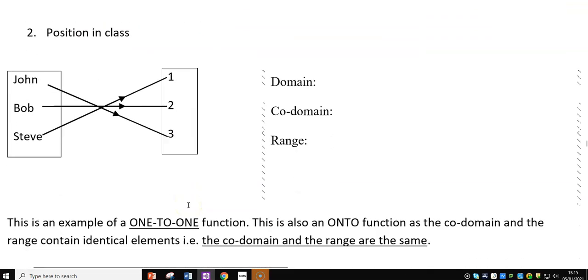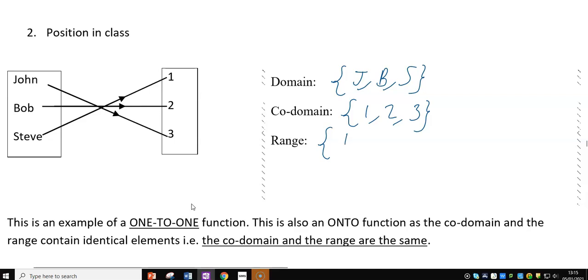Okay, next example. Same idea, they've got the arrows drawn on for us in this one. This is position in the class. So it must be some sort of test going on, and they've figured out the position in the class. The domain is where you start, so the domain is just John, Bob, Steve. Then the codomain is a complete set of where it goes into. And then the range is specifically where it goes into. So in this case, it actually does cover everything. It covers the whole codomain.